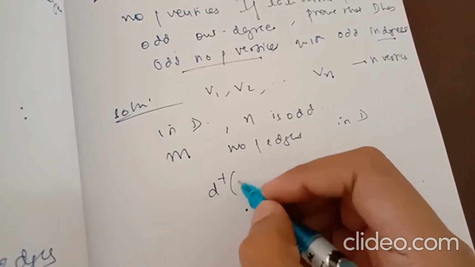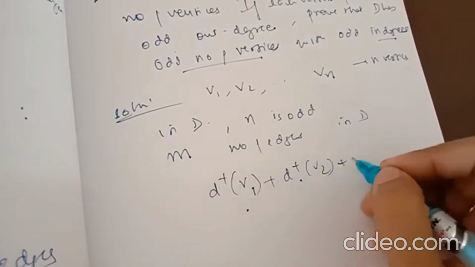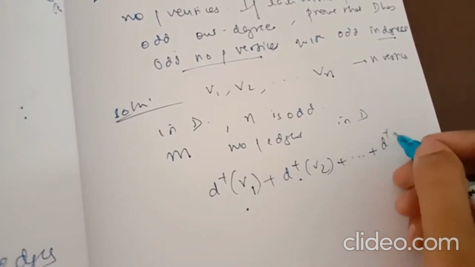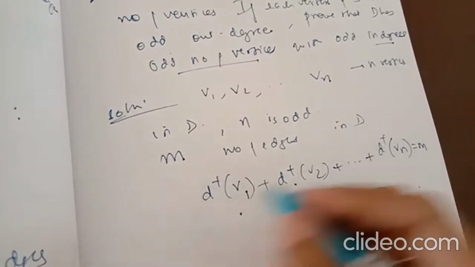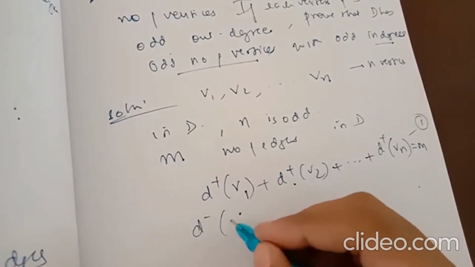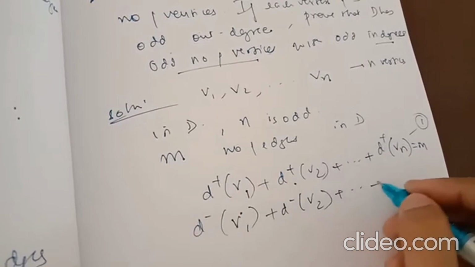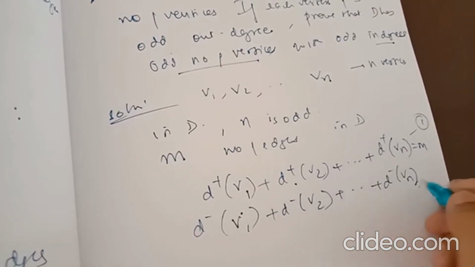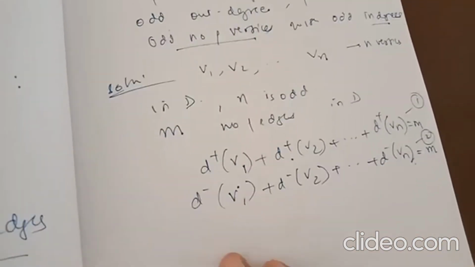So we know that the sum of all the out degrees of all the vertices is nothing but the number of edges. So there are n vertices, and this value is equal to m. Let's take this as equation 1. Next, we also know that the sum of all the in degrees of all the vertices is nothing but the number of edges. So let's mark this as equation 2.